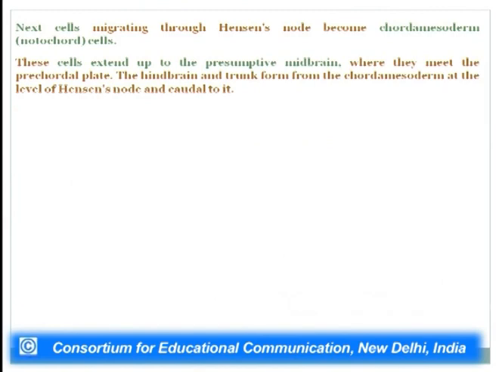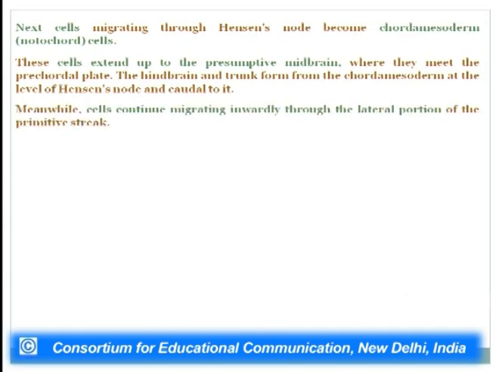The next cells migrating through Hensen's node thus become the cauda mesodermal cells. So, pharyngeal endoderm, head mesoderm followed by the cauda mesodermal cells. These cells extend up to the presumptive midbrain where they meet the precaudal plate. The hindbrain and trunk form from the cauda mesoderm at the level of Hensen's node and caudal to the head.